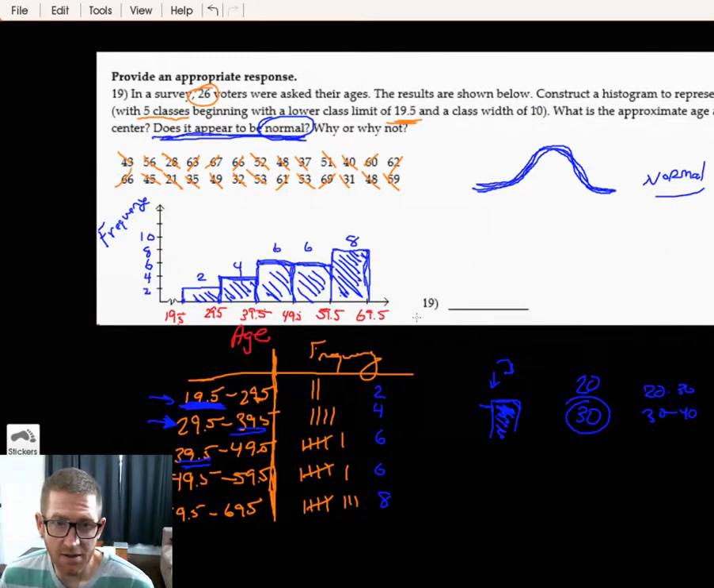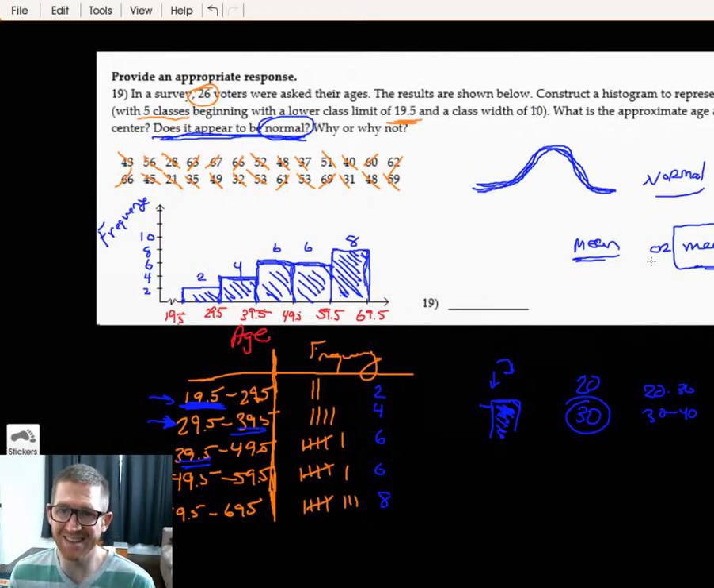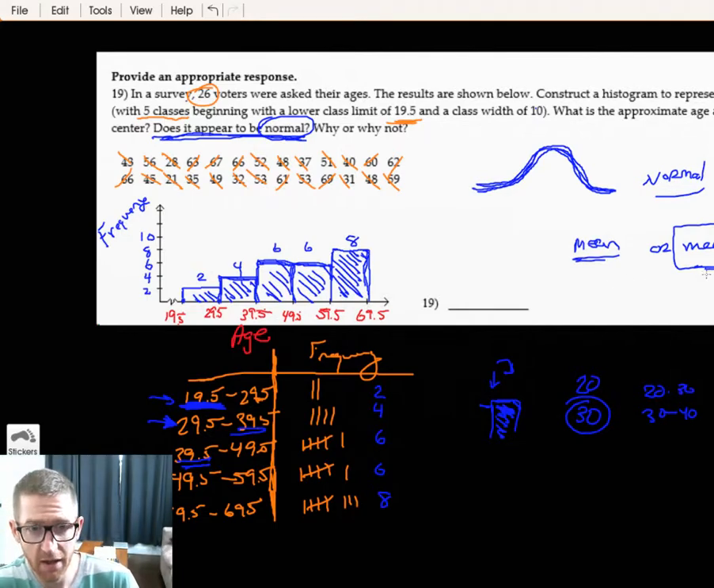What's the approximate age of the center? The center could be the mean or the median. The best measure of center for a non-normal distribution would be the median, because it's resistant to outliers, resistant to those larger values. Technically you wouldn't be wrong if you said the mean, but I'm saying the best one would be the median. So what's the median number here?